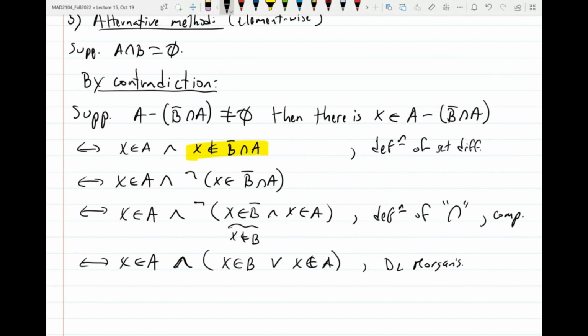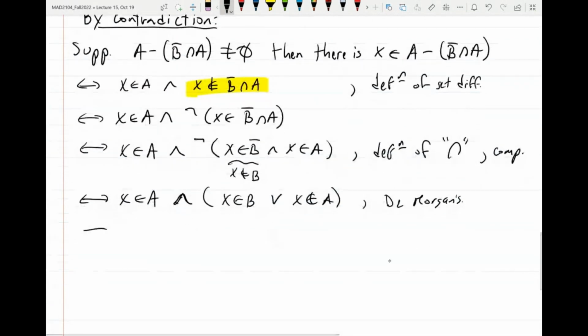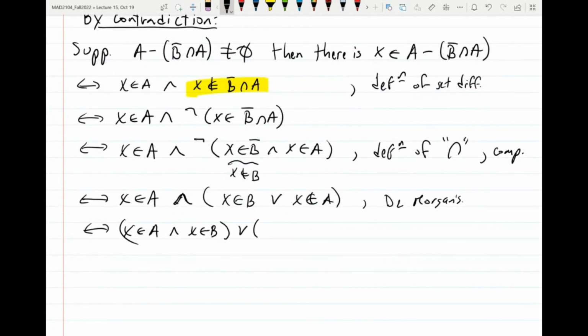We can distribute, right? So what is this? X is in A and X is in B, or X is in A and X is not in A. Yes? Now this one is a purely logic step. And all of a sudden we direct our attention here.